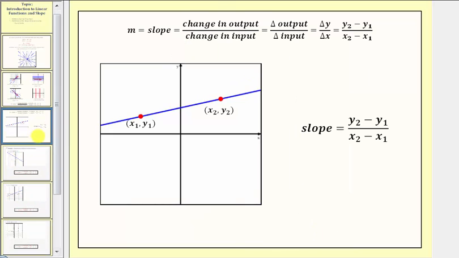So if we have a linear function like we do graphed here in blue, and we're given 2 points on the linear function, we can determine the slope by determining the ratio of the difference in the y coordinates to the difference in the x coordinates. This ratio gives us the ratio of the change in output to the change in input. Let's look at some examples.